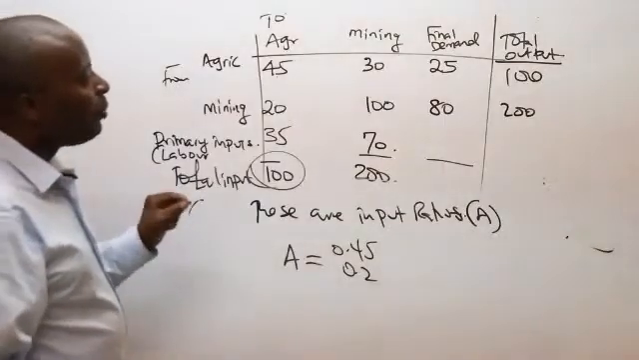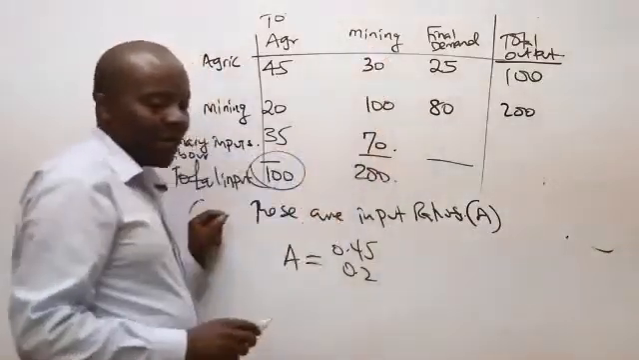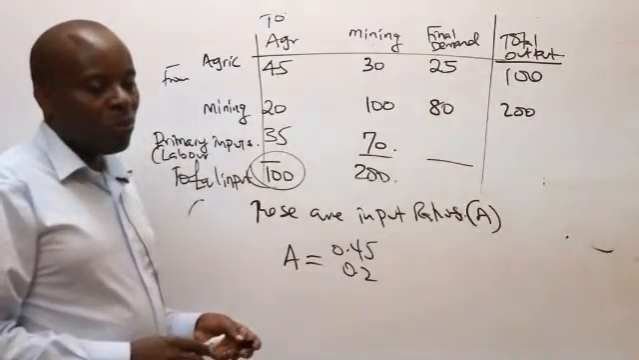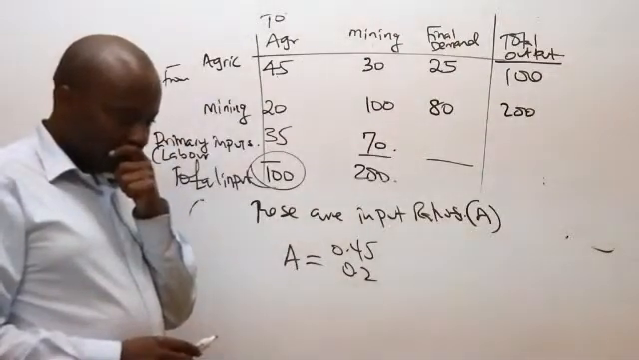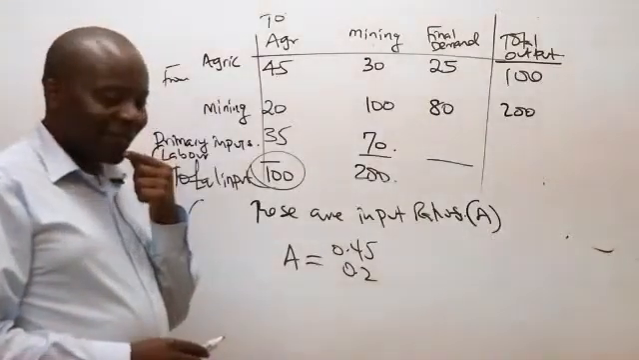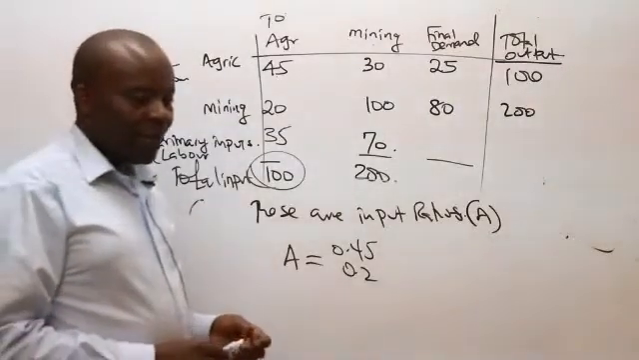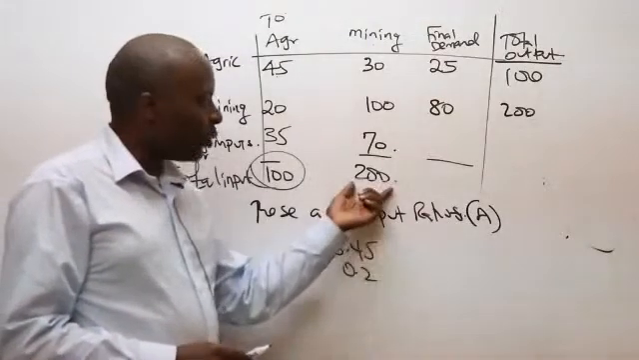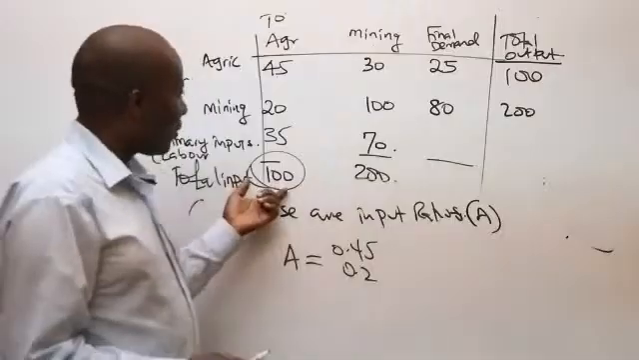How about the input ratios of mining, if you're following? What will the input ratio of mining be, somebody? Just try. 0.3 and 0.1. Thanks for trying, but be more careful. What is the total input here for mining? Not 100, it's 200. This one here was 100, so we took 45 over 100.